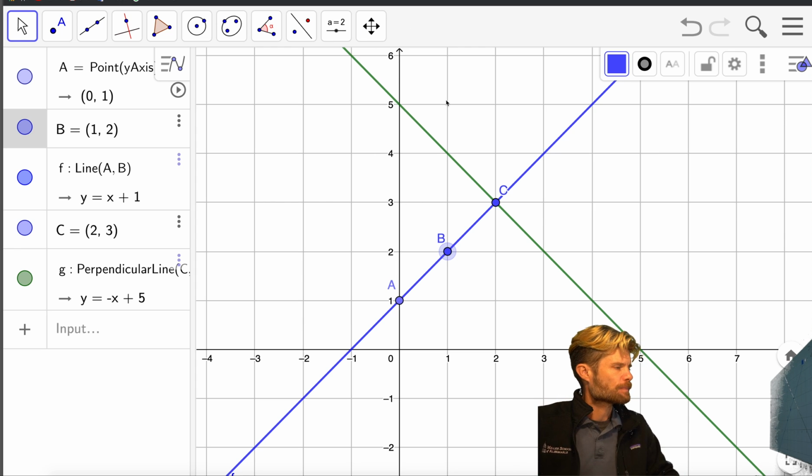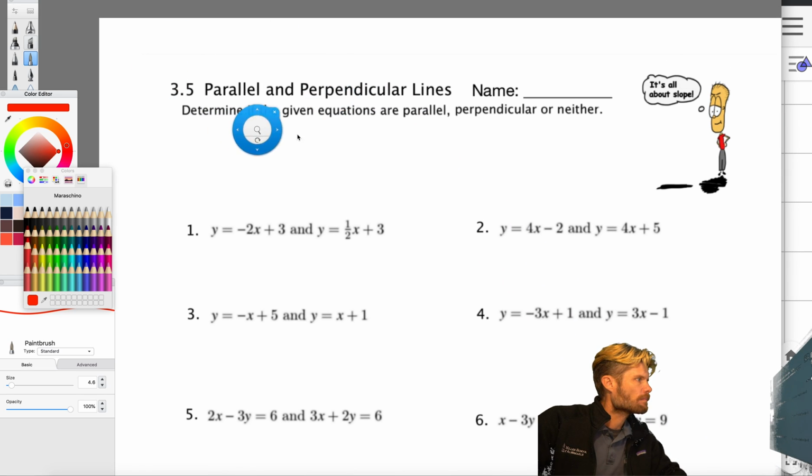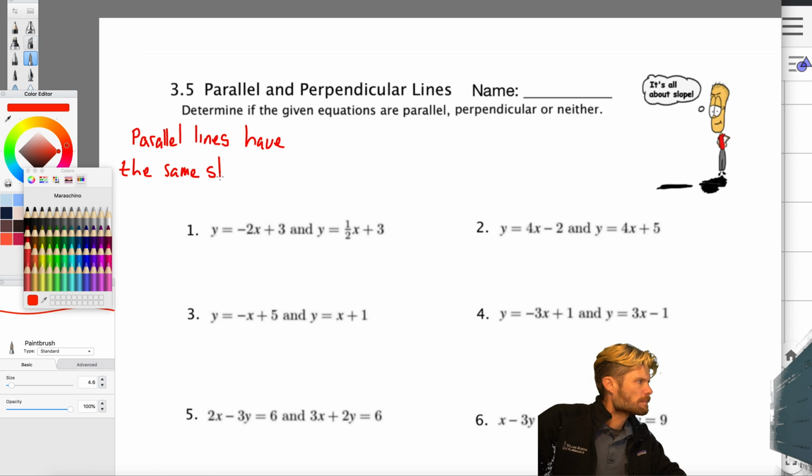So we're seeing a pattern here, and it is that parallel lines have the same slope, but with different y-intercepts. If they have the same y-intercepts, it's the same line.